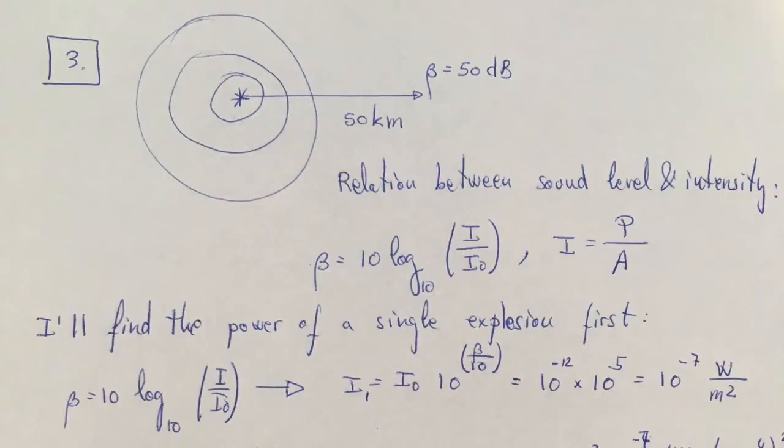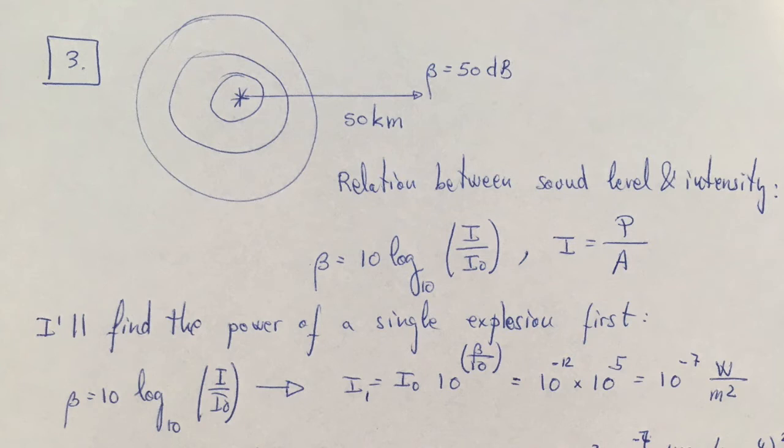The relationship between sound level and intensity is beta equals 10 times the log base 10 of I over I naught. And I, which is intensity, is just the power divided by the area. I will find the power of a single explosion first. Beta is 10 times log base 10 of I over I naught. I solve for the intensity. I will call it I sub 1 for this single explosion.